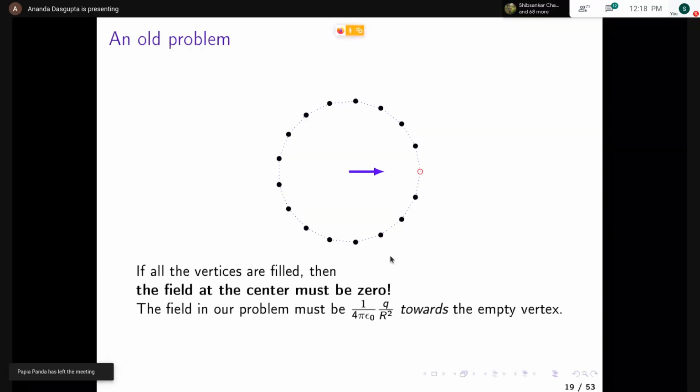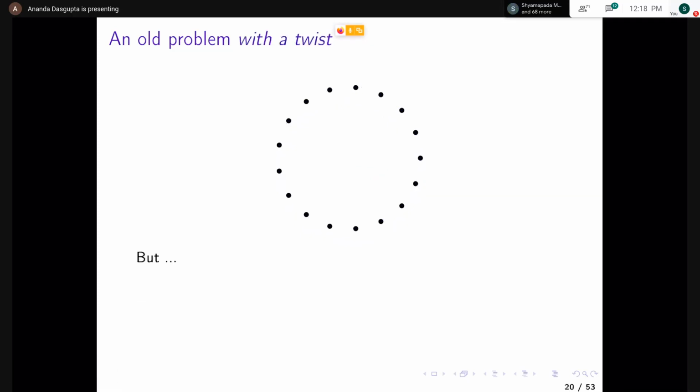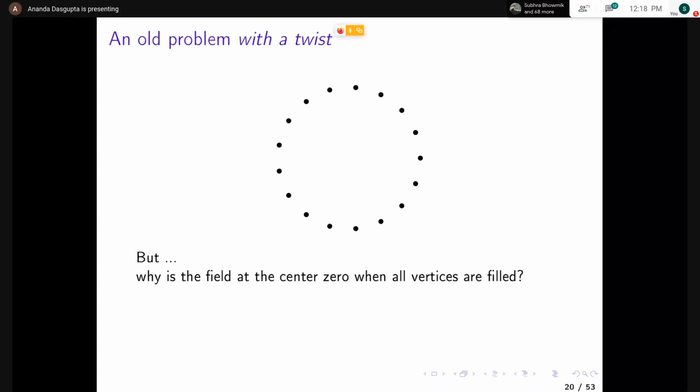So that was the problem in Griffiths, and a pretty easy one. I'm pretty sure most of you know how to solve this. But now I have a challenge for you. The challenge is the answer to this question, which is taken to be obvious in this 30-second hint of Griffiths. Why is the field at the center 0 when all the vertices are filled?